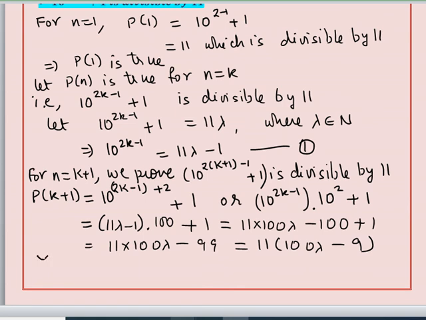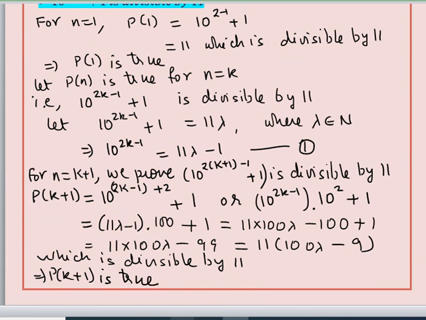Now look at this entire expression. Can we say it is divisible by 11? Obviously, because it is a multiple of 11. So it is divisible by 11. So you can see that we have shown the result is true for k plus 1. When n is replaced by k plus 1, the statement is coming out to be true. Hence we can say the statement is true for all the natural numbers. So Pn is true for all n belonging to the set of natural numbers.